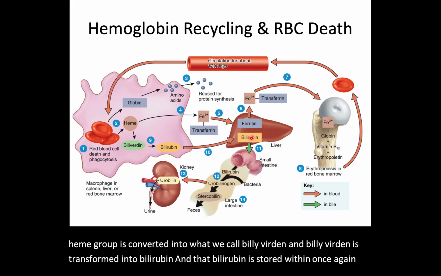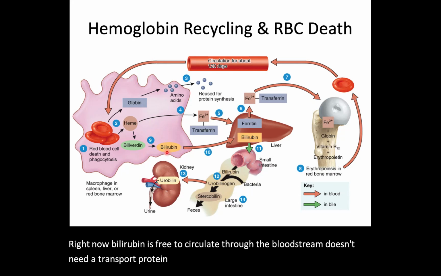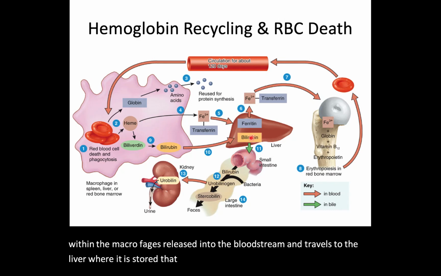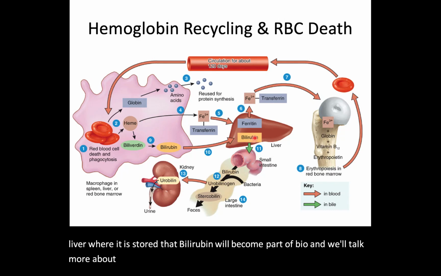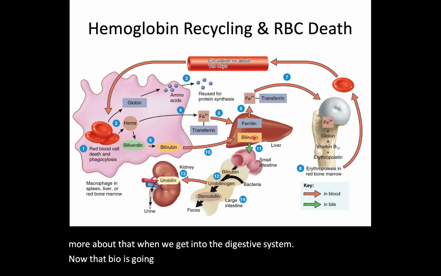All right, now, bilirubin is free to circulate through the bloodstream, doesn't need a transport protein or anything like that. And so the bilirubin created within the macrophage is released into the bloodstream and travels to the liver where it is stored. And that bilirubin will become part of bile, and we'll talk more about that when we get into the digestive system.